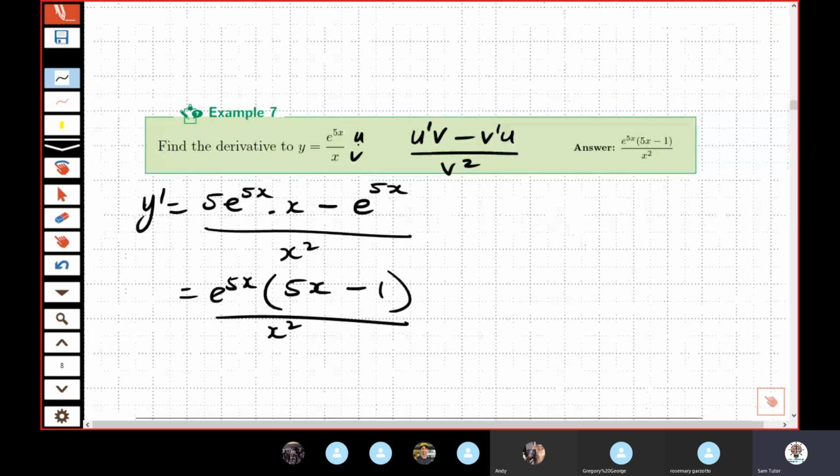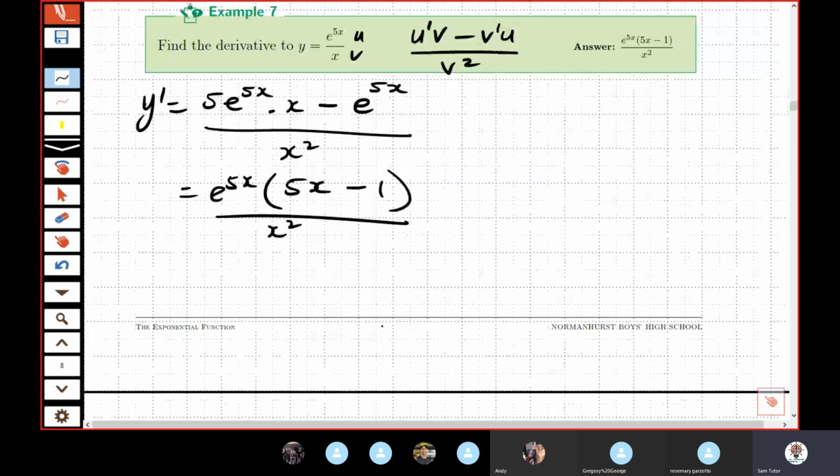Generally worth about 4 or 5 marks. Derivatives of exponentials in exams.